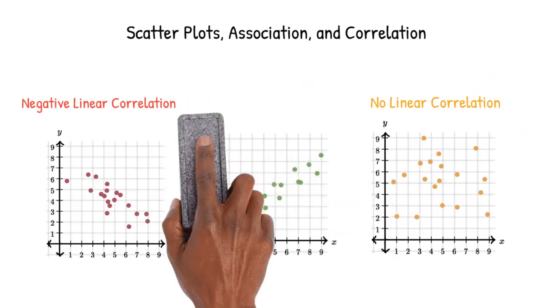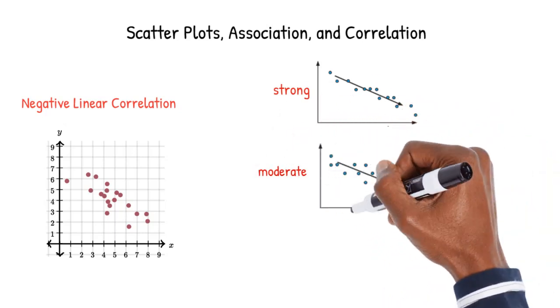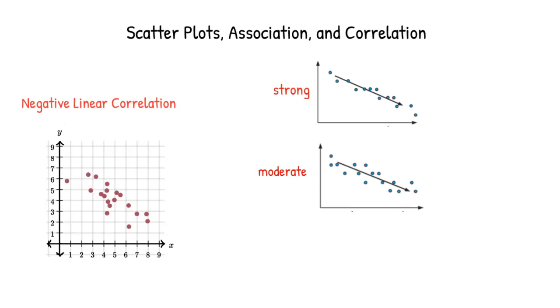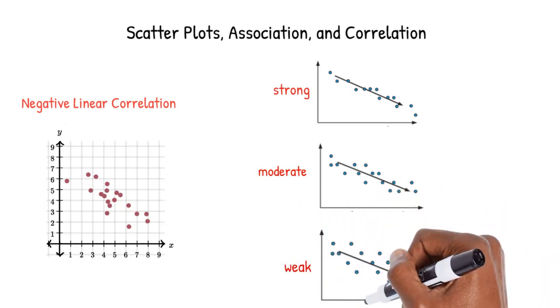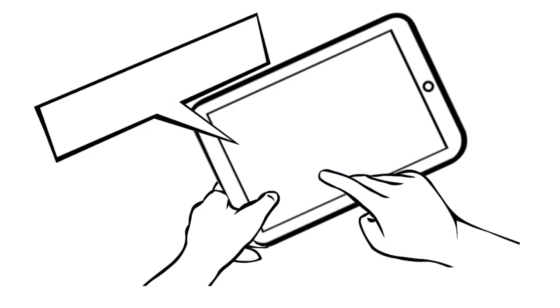We can get more specific by also discussing the strength of the correlation. There is a strong correlation if the points are clustered close to the shape of the line, a moderate correlation if the points are a bit more spread out, and a weak correlation if we can identify the shape of the line, but the points are not clustered closely to it. We can use the words strong, moderate, and weak correlation to describe both negative linear correlation and positive linear correlation.